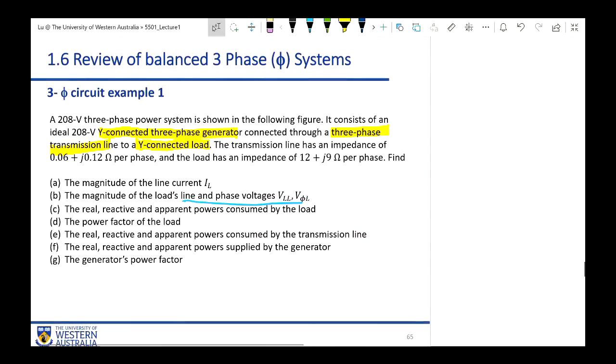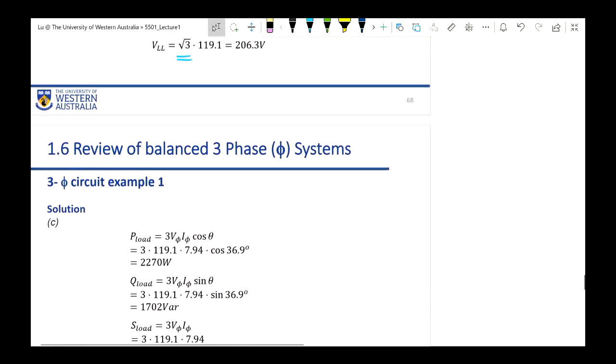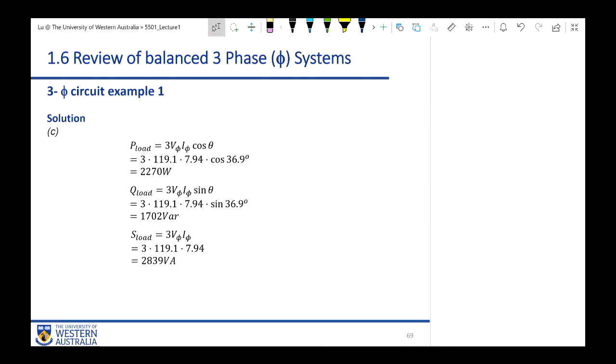So let's go back to the example. We want to determine real power, reactive power, apparent power consumed by the load. Okay, just use the formula. Very simple. First of all, real power. Real power for a single phase should be the phase voltage magnitude times the phase current magnitude times cosine theta. And if you consider all three phases together, multiply by 3 at the beginning. So now you can see in the first line of the formula, 3 V phi I phi cosine theta. And in the next line, it's just calculation.